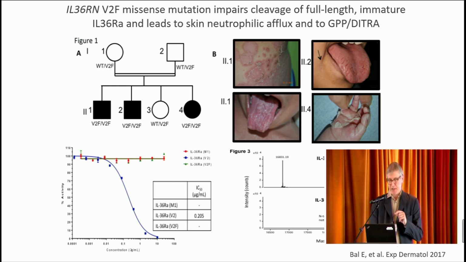Another very interesting finding is also that there are some patients where the expression of IL-36 receptor antagonist is intact, but the functionality is absent. And that's the case for these very specific mutations, unraveling the key role of the cleavage of the immature form into the mature form of the antagonist. In this case, there was a missense mutation in position 2, where the substitution of a valine by a phenylalanine resulted in the retention of, shown by mass spectrometry.